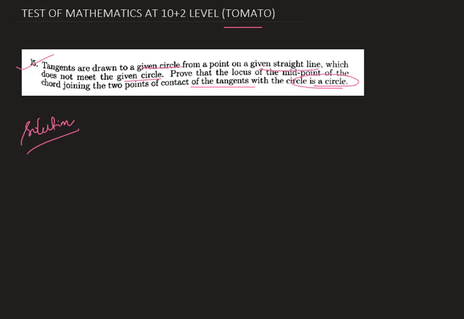First of all, we draw the diagram. This is a given circle with center at O, and this is a given line named AB, suppose, and these are the tangents through this given line, and they meet at point P with coordinate x1, y1.